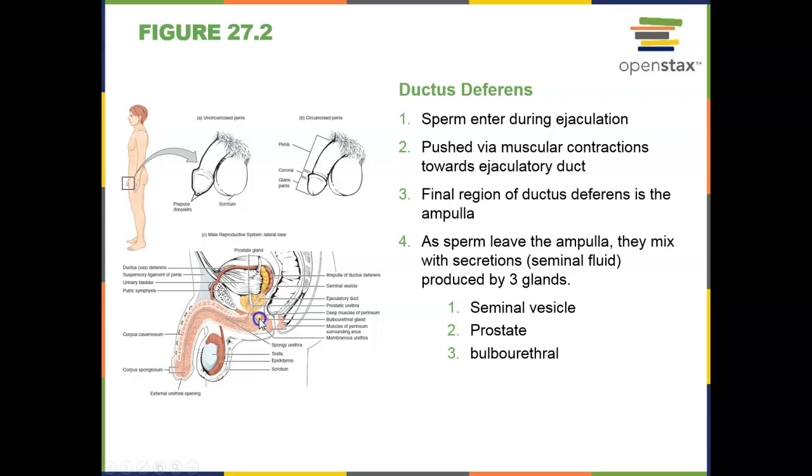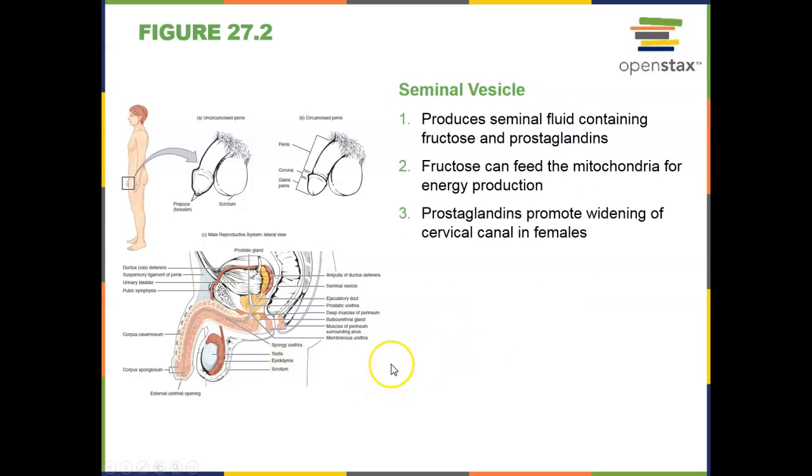The prostate and the bulbourethral gland are also going to release their own secretions, forming the seminal fluid. So seminal vesicles, which are right here, there's one on each side, obviously, produce both prostaglandins and fructose. Fructose is used to feed the mitochondria of the sperm to allow them to have a good energy supply. The mitochondria are found in the midpiece of the sperm.